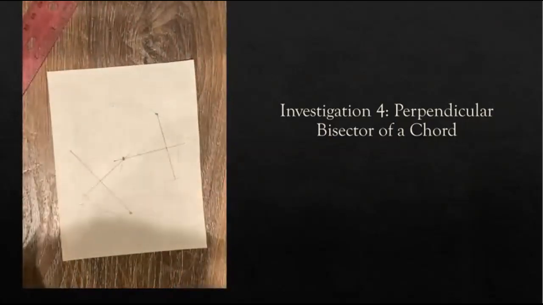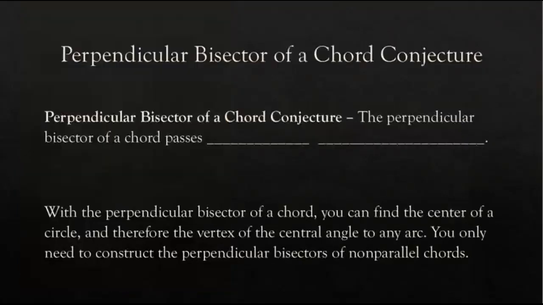And we saw that from our last investigation as well. When we drew the perpendicular to the center, it ended up being the bisector. So the perpendicular bisector would naturally go through the center of the circle. So our perpendicular bisector of a chord conjecture is that the perpendicular bisector of a chord passes through the center of the circle.